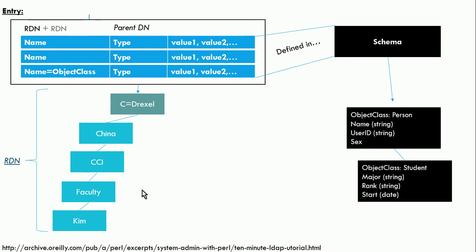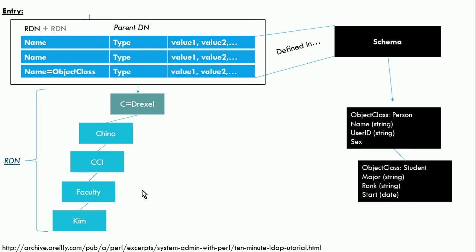So what makes Kim unique in that entry? If I had Kim, who's a faculty member at CCI in China for Drexel, what makes Kim unique is the combination of all of those things. The fact that Kim is at Drexel in China for CCI and is a faculty member, all of that combined makes that a unique entry. So an entry's uniqueness is the combination of all of those things.